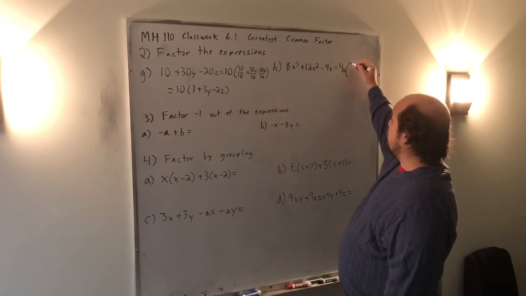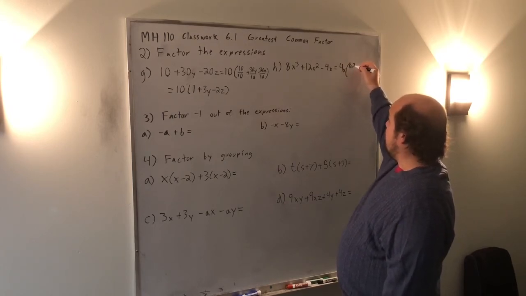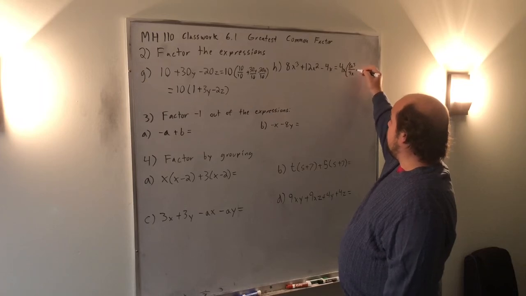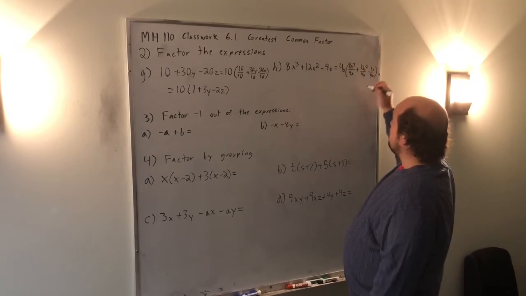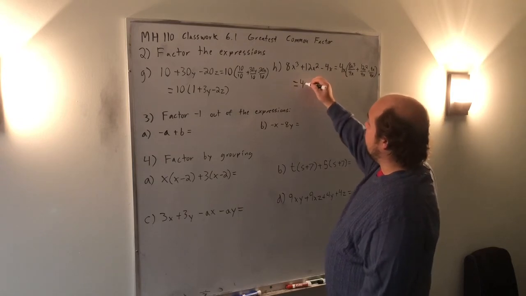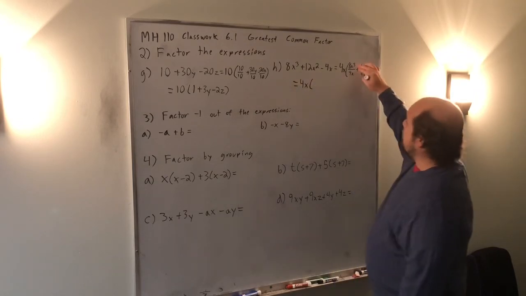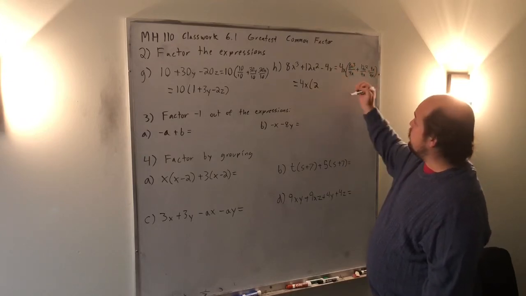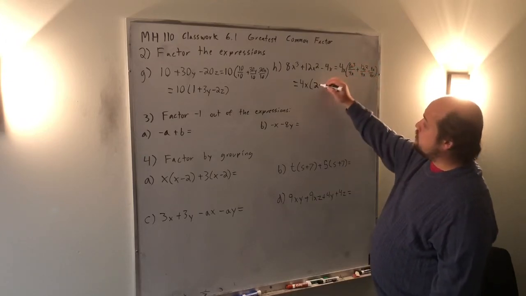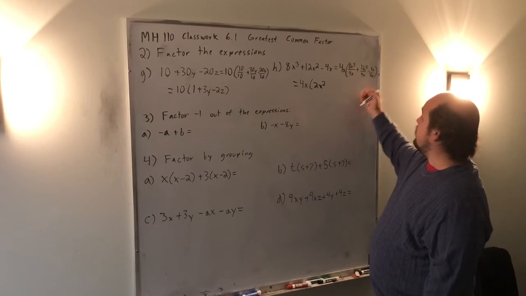That means I take what used to be there, 8x to the third, and I divide it by 4x. 12x squared divided by 4x minus 4x divided by 4x. That gives me the final factored form of 4x. 8x cubed divided by 4x, 8 divided by 4 gives me 2. X to the 3 minus 1 is x squared.